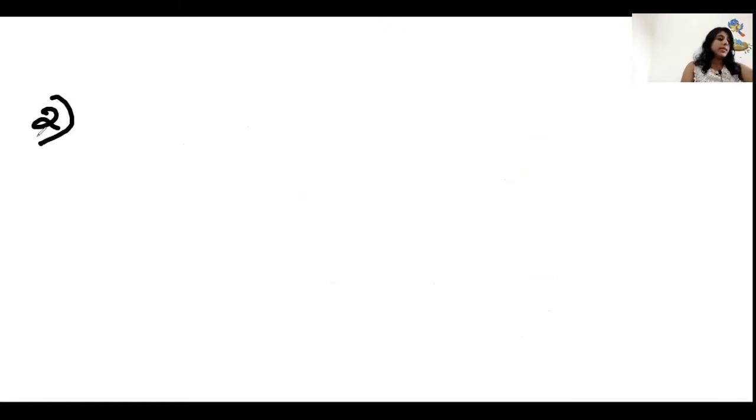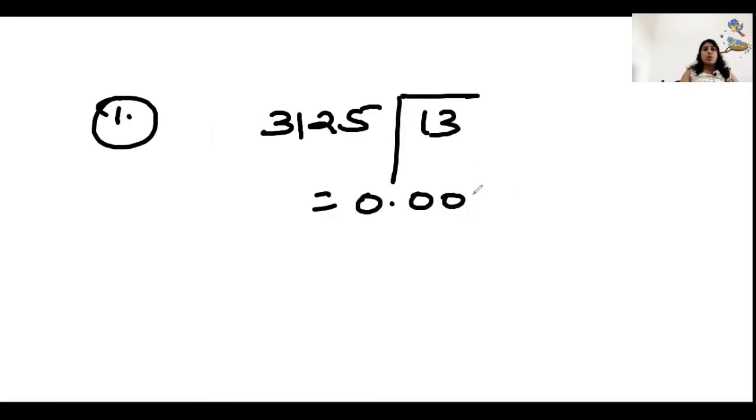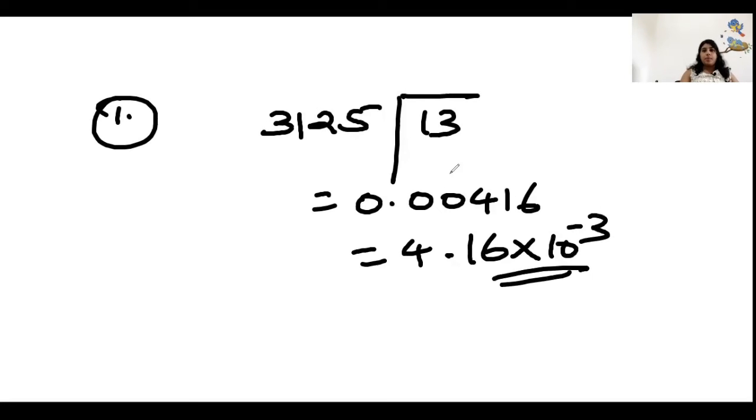Now, what is the second question given? The second question states that from the first question, we have to find the decimal expansion of the rational numbers only for terminating decimals. So we have found out some terminating decimals. Our first question's answer is 0.00416. For calculation purpose, I can write it as 4.16 into 10 raised to minus 3. By the word terminating, you can understand that it ended at a point.